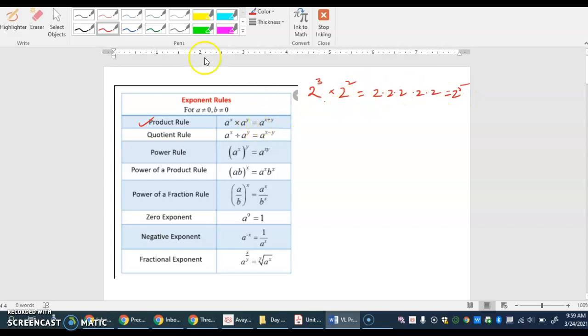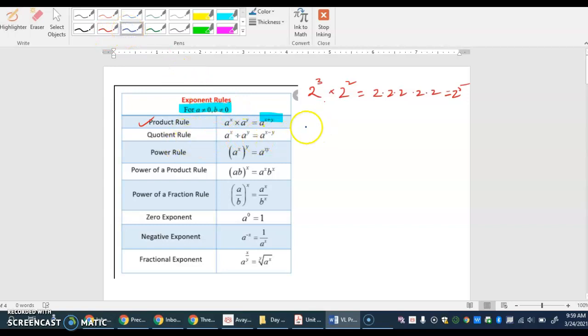So that's what is happening right here. So a to the x times a to the y is a to the x plus y, the sum of the exponents, provided the bases are same, right? A and a, the bases are same. And also we have to note that a cannot be 0 and b cannot be 0 as we go.